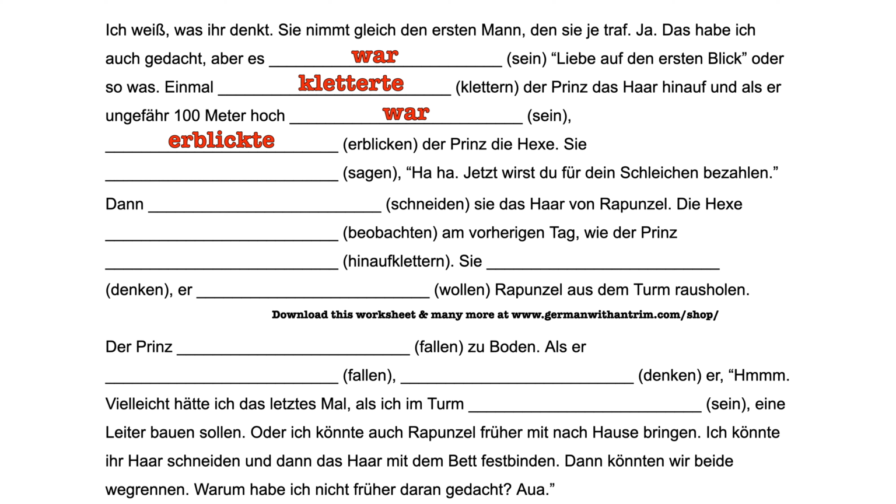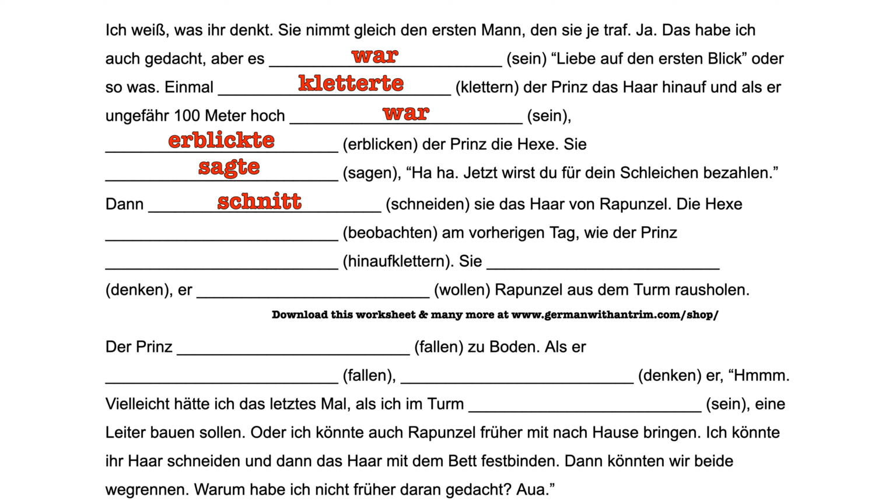Sie, and a form of sagen that we've been using, sagte. Sie sagte, she said, haha, jetzt wirst du für dein Schleichen bezahlen. Now you will pay for your sneaking. Dann, and a form of schneiden. Schneiden is another irregular verb. It changes from schneiden to schnitt. S-C-H-N-I-T-T. Dann schnitt sie das Haar von Rapunzel. Then she cut the hair from Rapunzel.